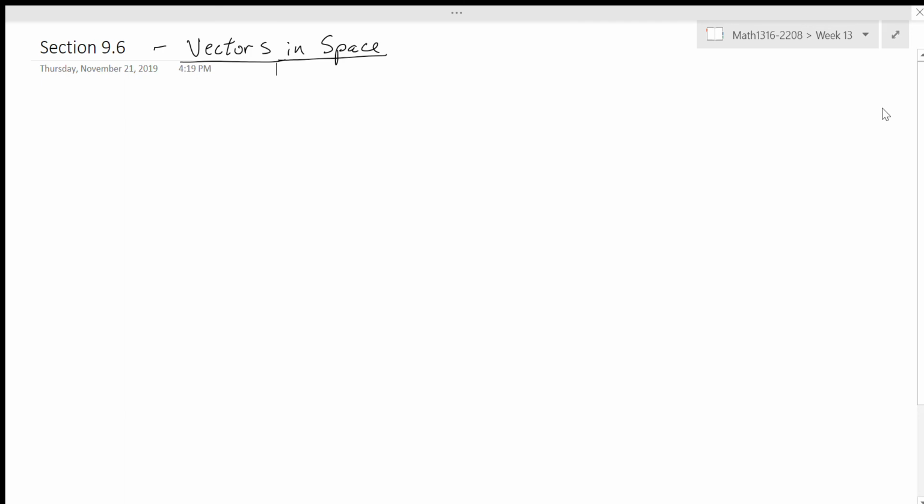All right, so we're covering 9.6 to start with, vectors in space. If you have a book and want to turn with me to page 639, page 639 is the page I'm going to be working from. And one of the first formulas that we're going to need is a formula to find the distance between two three-dimensional points.